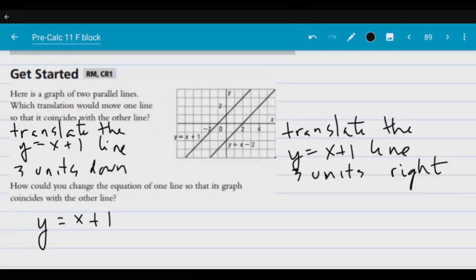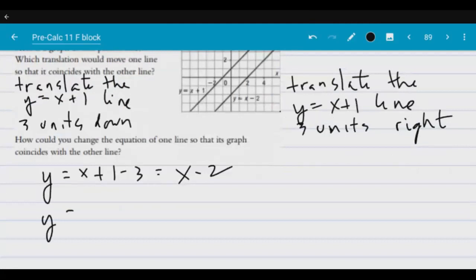We moved down 3 units. So really, we can subtract 3. That's moving down 3 units, which gives us y equals x minus 2. That's why it now coincides with the other one. While y equals x minus 2, you had to move it up by 3 so that it coincides with the first one. Does that make sense? Hopefully it does. Thank you. All right, moving on.